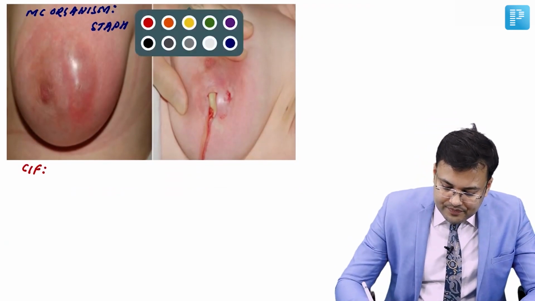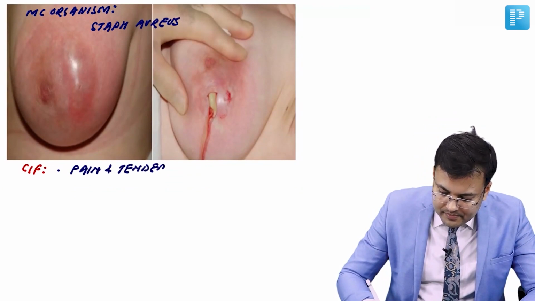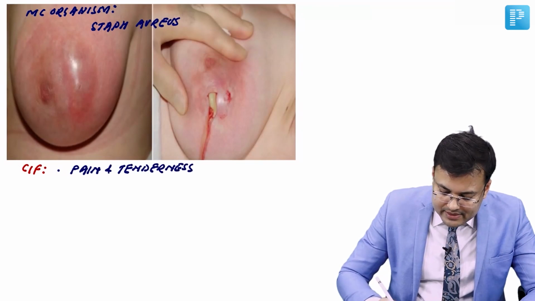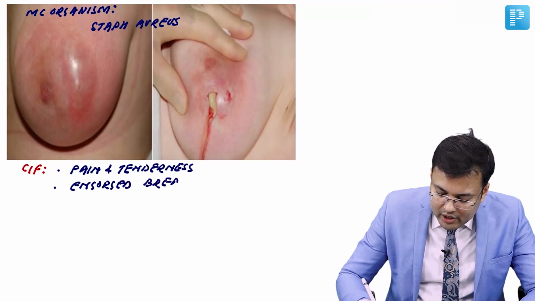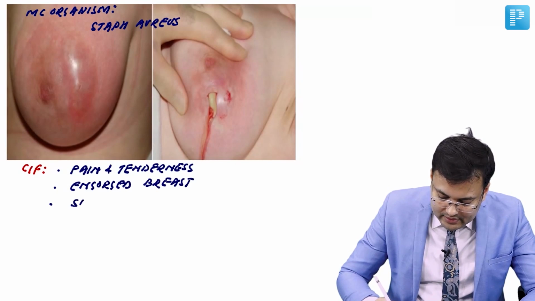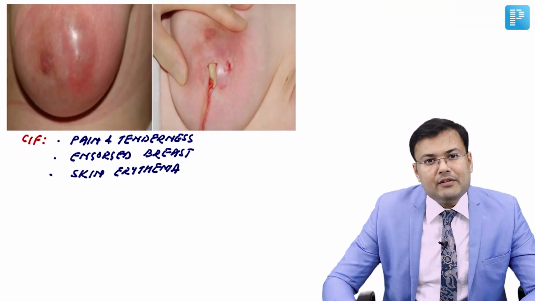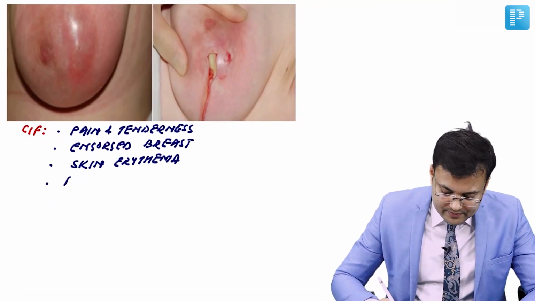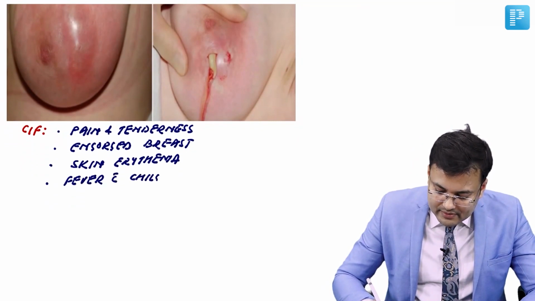Clinical features. So there is pain and tenderness in the breast. The affected breast is engorged, so there is an engorged breast with erythema of the skin. So there is erythema, and simultaneously these patients are having fever with chills and rigor.